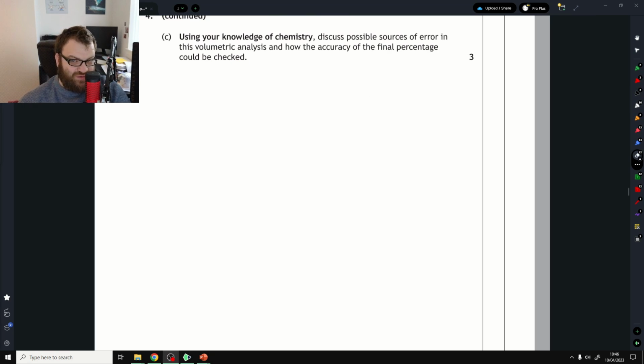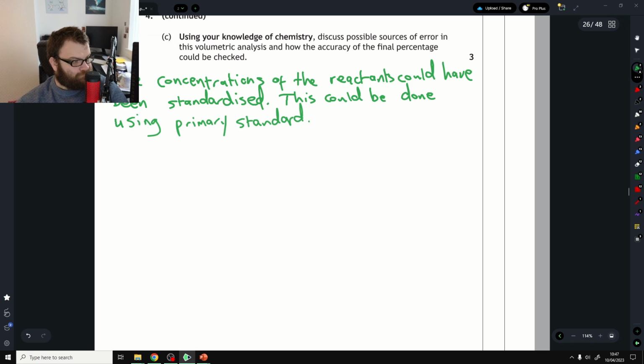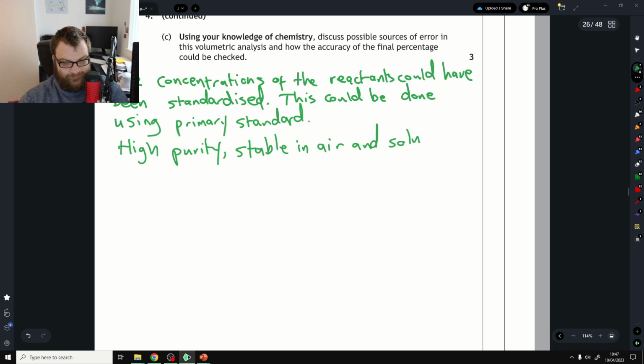For this question, we'll first deal with the possible sources of error in this analysis. First thing would be whether or not the solutions had been standardized. This could be done using a primary standard. We could then talk about the characteristics that primary standards must have. Those being high purity, stable in air and solution, readily soluble in water, and a high formula mass.